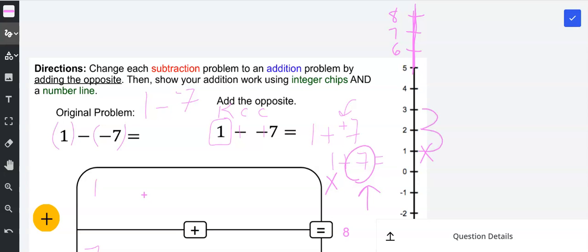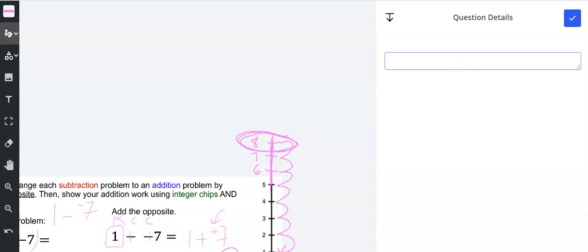So now I'm going to go ahead and move upwards 7. 1, 2, 3, 4, 5, 6, 7. That worked out perfectly. And the answer is positive 8. So now I'm going to type in that the answer is a positive 8.